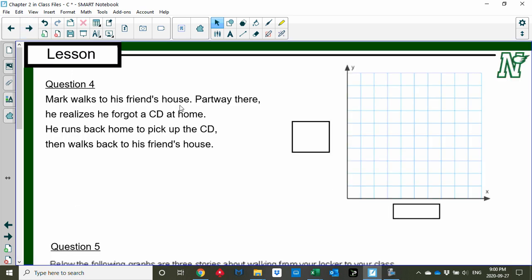Next, Mark walks to his friend's house. Partway there, he realizes he forgot his CD at home. He runs back home to pick up the CD and then walks back to his friend's house. The bottom is time. On the side is distance from home. Draw yourself the graph of this situation. Okay, what would it look like?